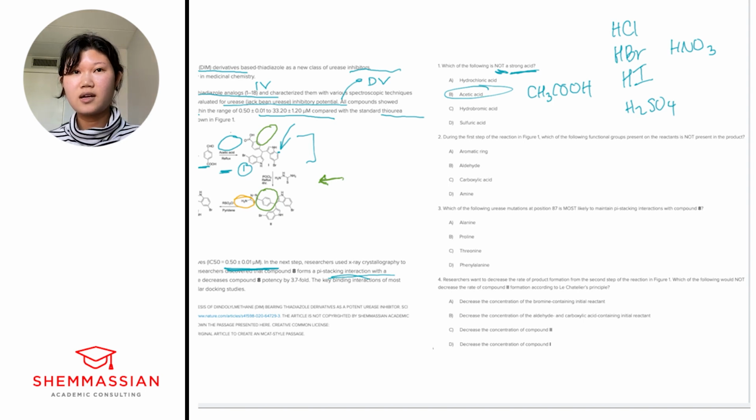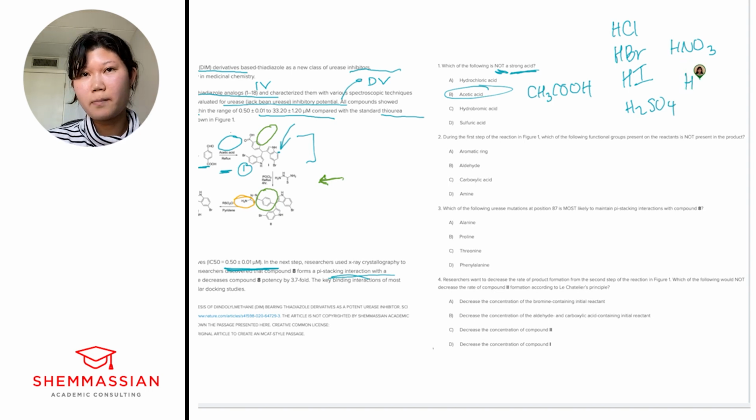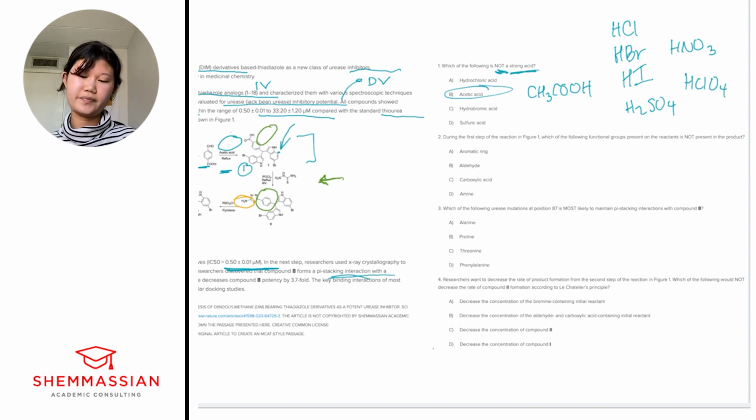And another strong acid is perchloric acid, so HClO4. So generally these 6 acids are the strong acids that you should know for the exam. All right, so question 2.